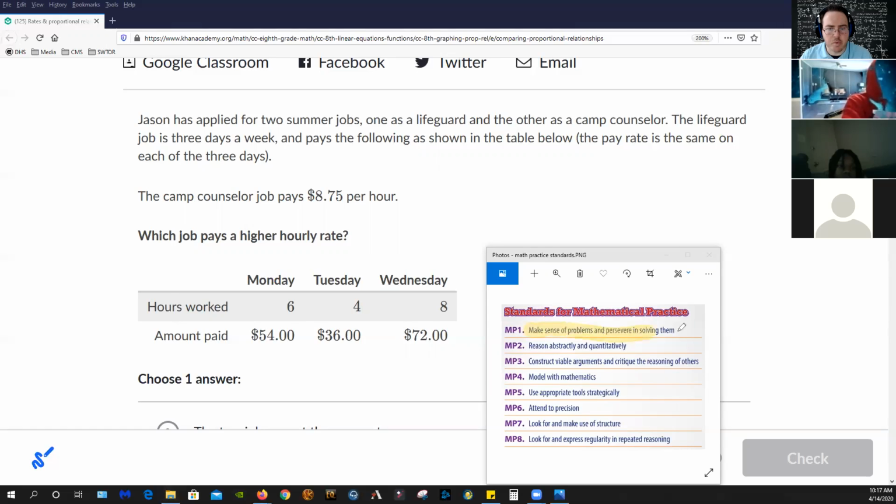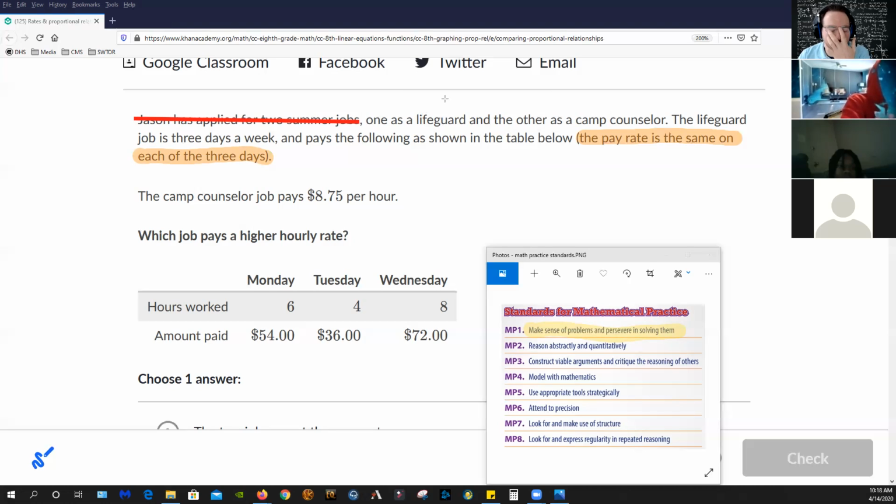By just making sense of the problem. Okay, so what's important stuff we need to know? Honestly, in this top paragraph, the pay rate is the same on each of the 3 days. That's kind of important, but a lot of this is just fluff. Like, what information in this do we not really need to know? Jason applied for 2 jobs. Good for him. One is a lifeguard, and the other is a camp counselor. I guess that's not bad.